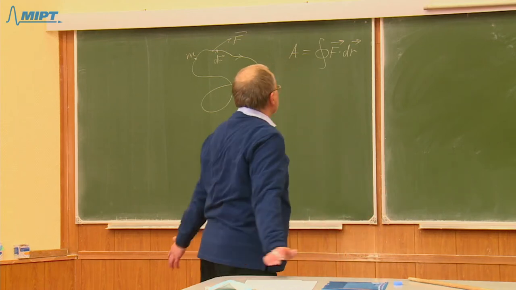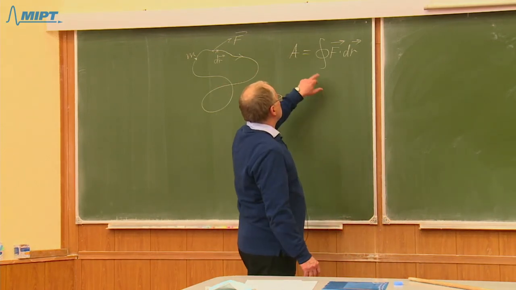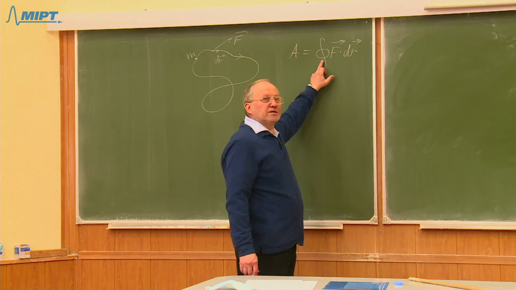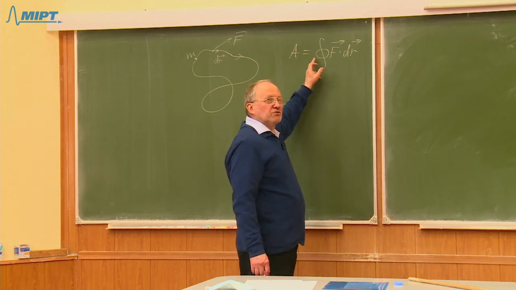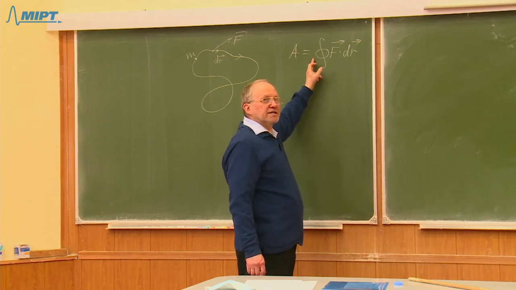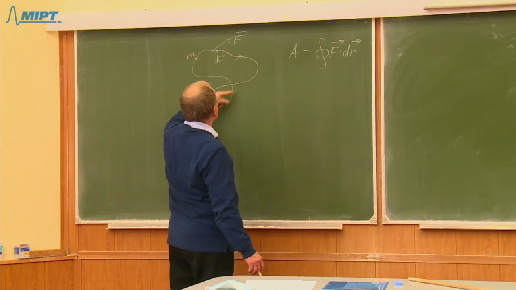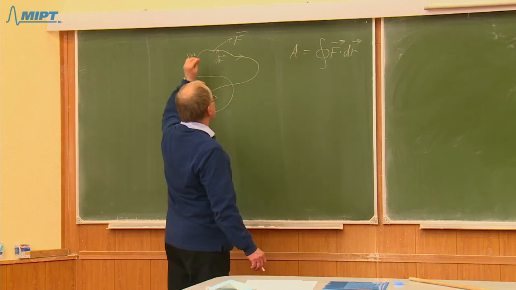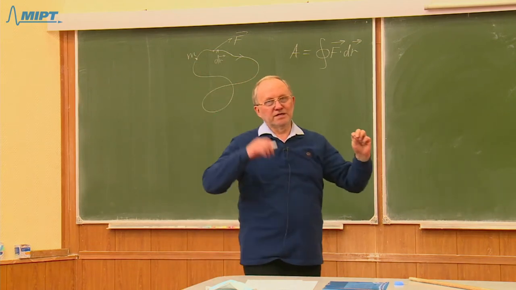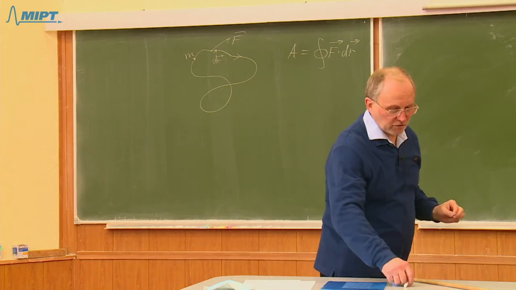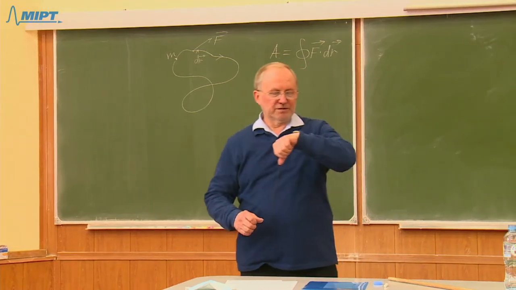This is just a definition. I introduce this symbol so that you won't be afraid of it whenever you see it in any textbook. You must understand that this is just an integral taken along any closed curvilinear trajectory. So we now have a 5-minute interval.